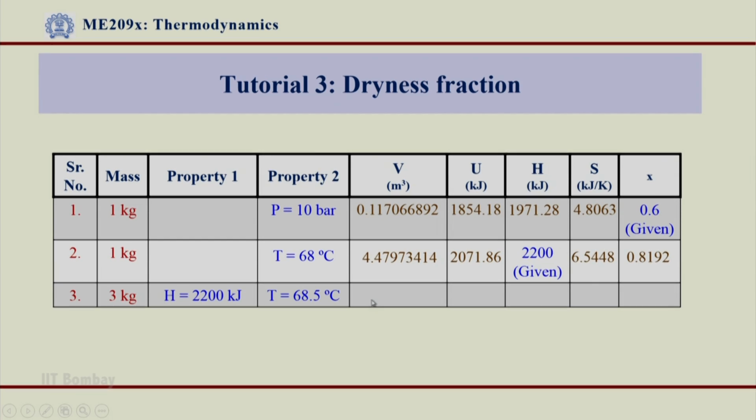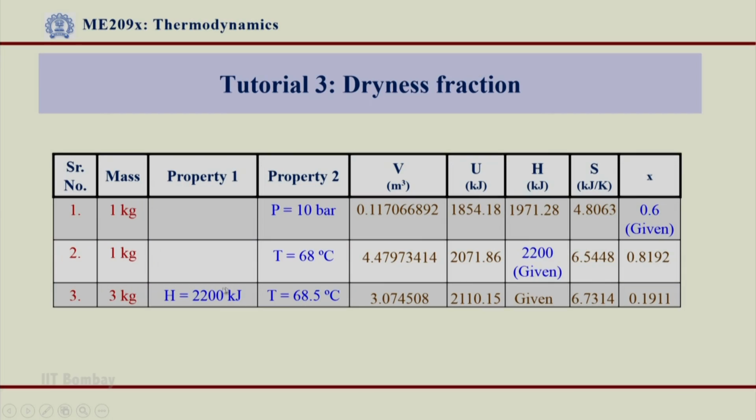So, coming back to the table, for the third problem, for H equal to 2200 kilojoule for 3 kg, T equal to 68.5 degrees centigrade, the properties which we calculated are V equal to 3.07 meter cube, U equal to 2110 kilojoule, H was given to us as 2200, and S equal to 6.73, and X we had calculated as 0.19, telling us that this was in a two phase region.